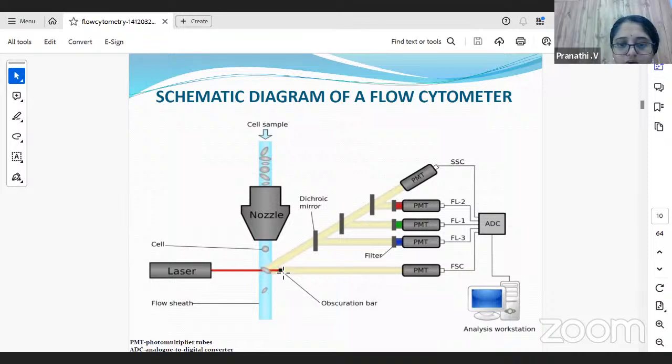Once this is there, you have an obscuration bar that blocks the light over here. So it goes through to the dichroic mirror. Over here, you have different sets of dichroic mirrors, and then you have the fluorescent tags over here. So you have different kinds of filters attached, and this is going to be attached to your analysis computer. So what are these PMT tubes? Your photomultiplier tubes. And then you have the analog to digital converter that is present.